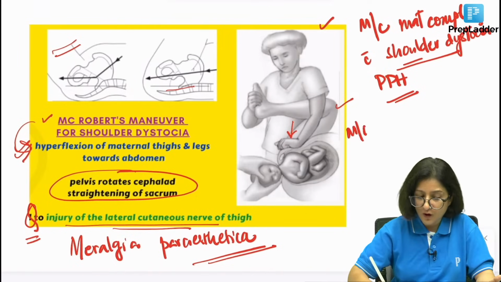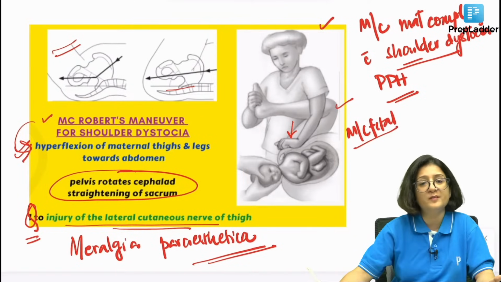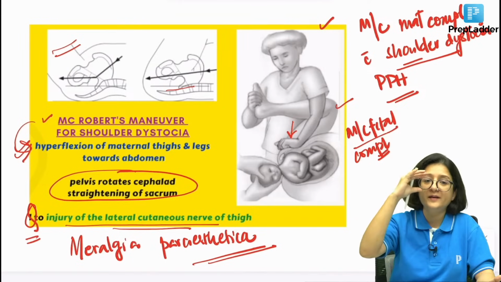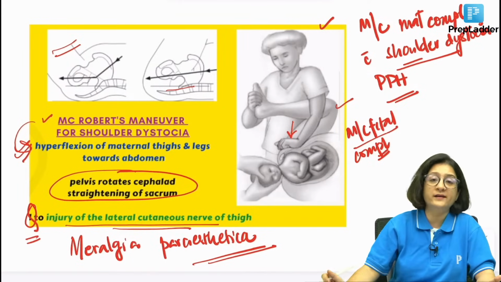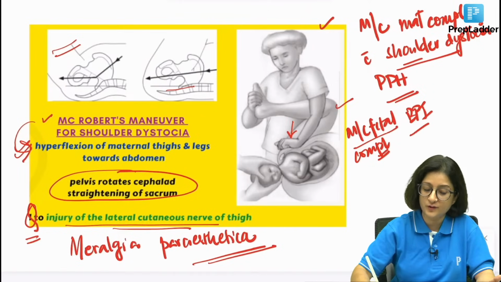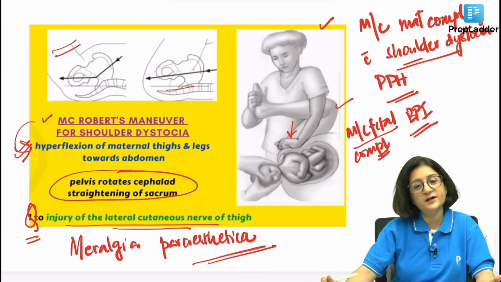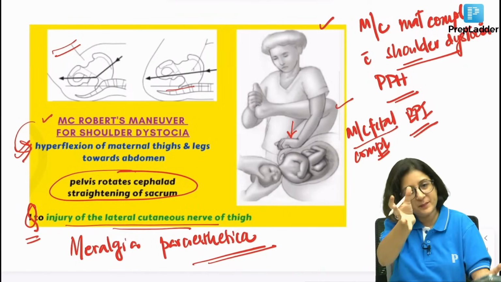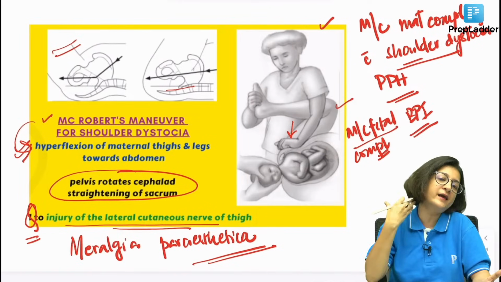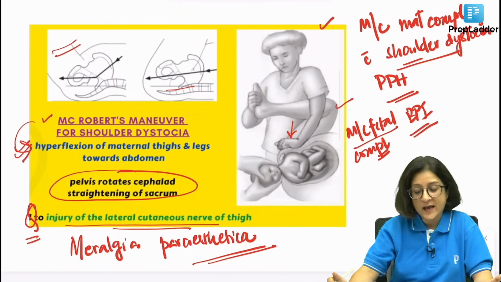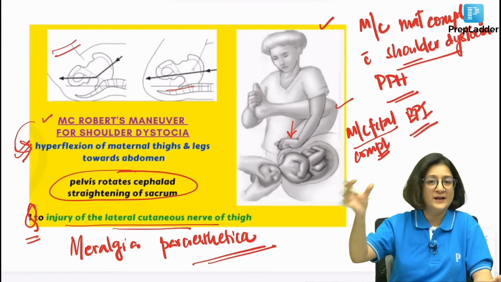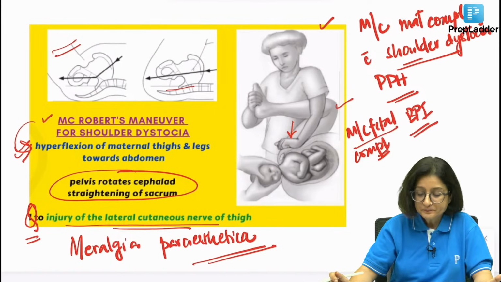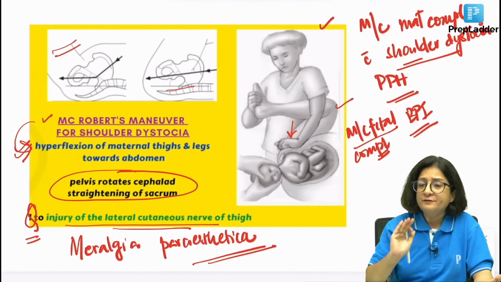And what is the most common fetal complication? What is the most common fetal complication with shoulder dystocia? Don't say lateral cutaneous nerve injury. It is brachial plexus injury. When shoulder dystocia happens and we are pulling at the neck and grabbing at the baby's neck and stretching it, we're stretching the brachial plexus, right? So, brachial plexus injury, and that can result in Erb's palsy and Klumpke's palsy and different kinds of brachial plexus palsies, right? So, that is the most common fetal complication.